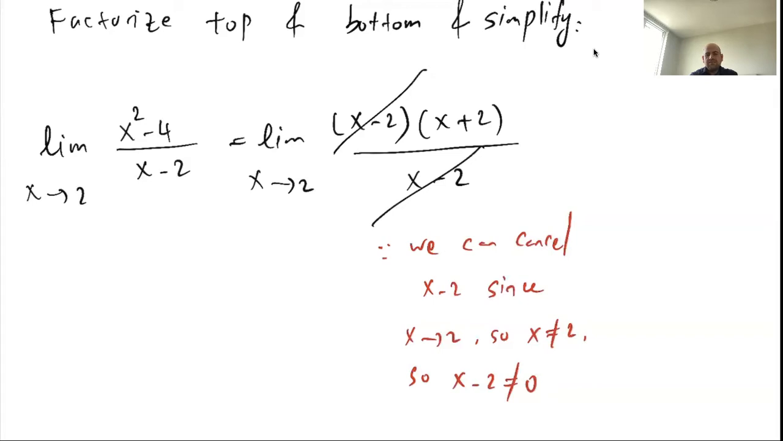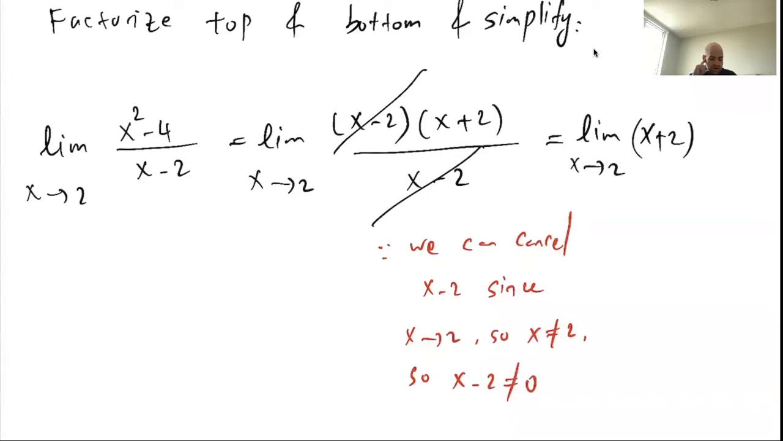But can I say that x minus 2 is non-zero? Yes, I can. Why? Because x approaches 2, right? X approaches 2 means x will get very close to 2, but not equal to 2. So if x is not equal to 2, x minus 2 will not be equal to 0, and therefore we can cancel. And then we are going to be left with x plus 2 as x approaches 2.